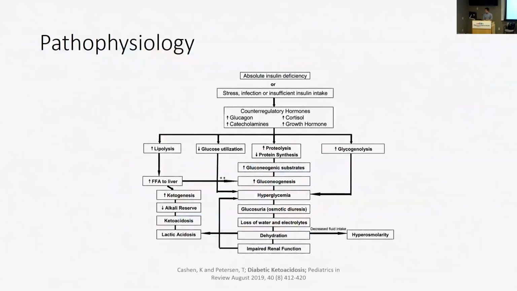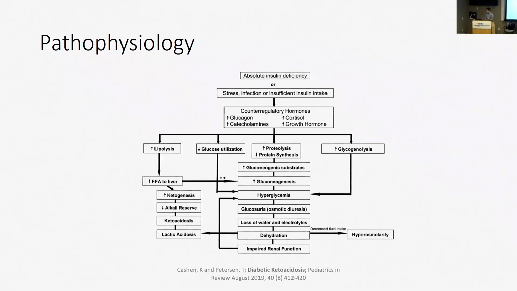This is a schematic of this cycle. It goes through what we've already touched on. In this case, you have an absolute insulin deficiency or an inability to process insulin appropriately. You have some sort of stressor, infection, injury, or just a lack of administering insulin that leads to the increase in all of these counter-regulatory hormones. You can see what all of those lead to. Lipolysis leads to increased production and breakdown of free fatty acids, and that's where you get your ketogenesis. You then develop ketoacidosis, and that can also progress to a lactic acidosis.